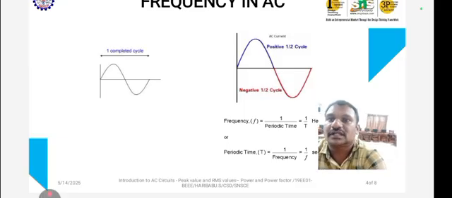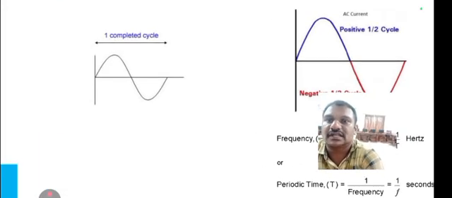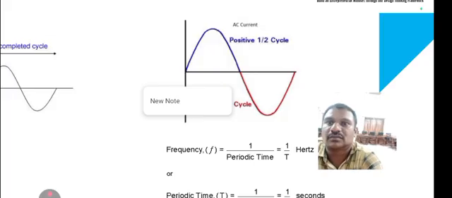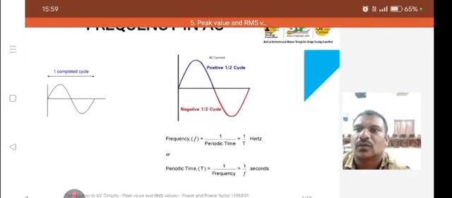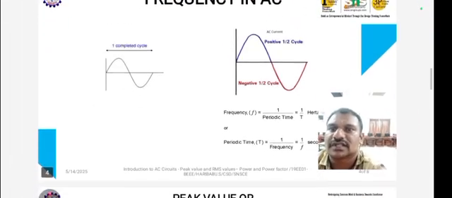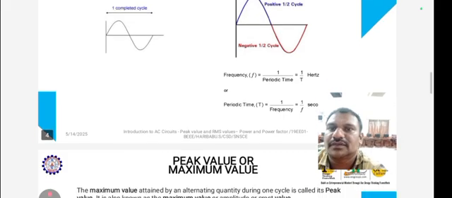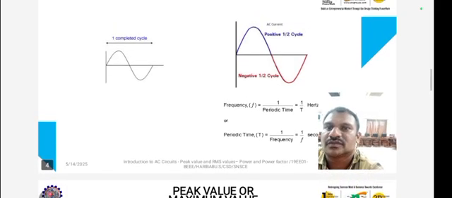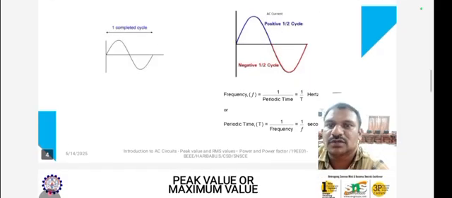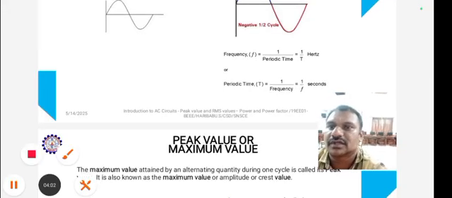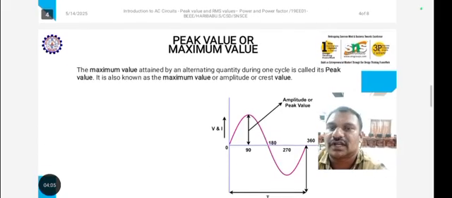Okay, let me see the frequency in AC. One cycle, with the positive half cycle and negative half cycle, is mentioned here. See, one half cycle and full cycle. The frequency is 1 by T, and the period is T equal to 1 by F. So frequency is 1 by the periodic time, that is 1 by T, and periodic time is equal to 1 by frequency, equal to 1 by F. This is the sequence.